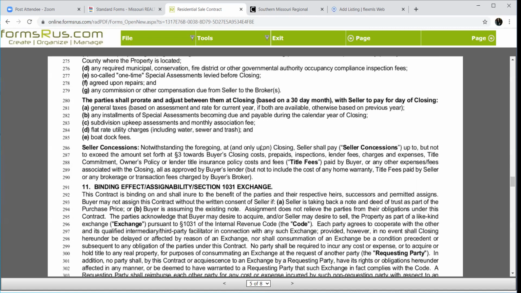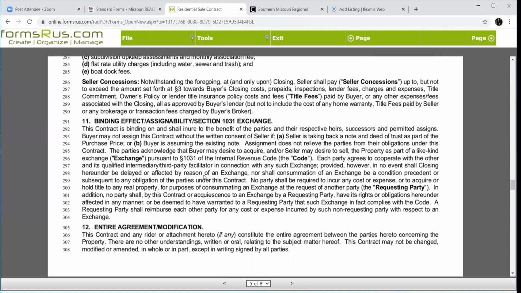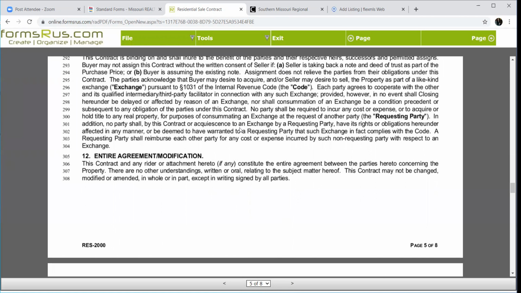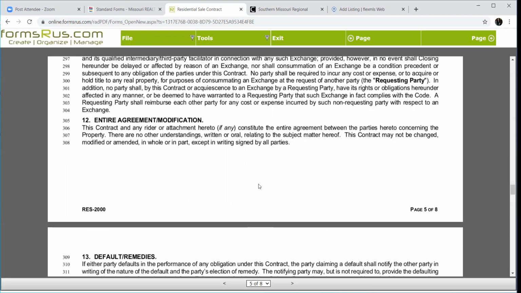Okay? 1031 exchange, everyone is agreeing to participate in a 1031 exchange should the seller want to do that. It's not a big deal. It's a couple extra pieces of paper. It's no sweat for your buyer. So we're just agreeing that we're already going to do that. This contract and any rider attached becomes the entire agreement. Again, as I said, if it's not in the four corners of this contract when it is signed, it does not exist. And nobody can change, modify, or amend this except in writing signed by all parties.